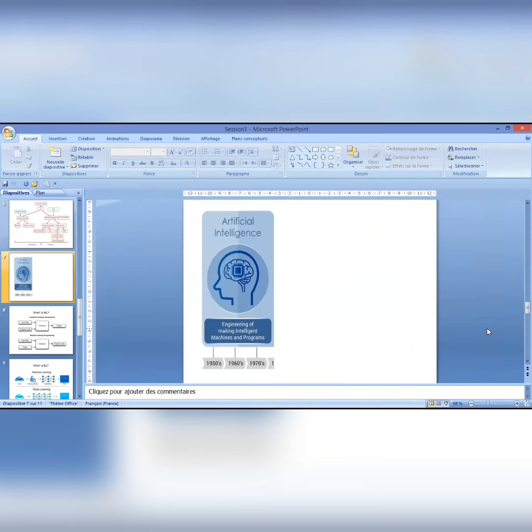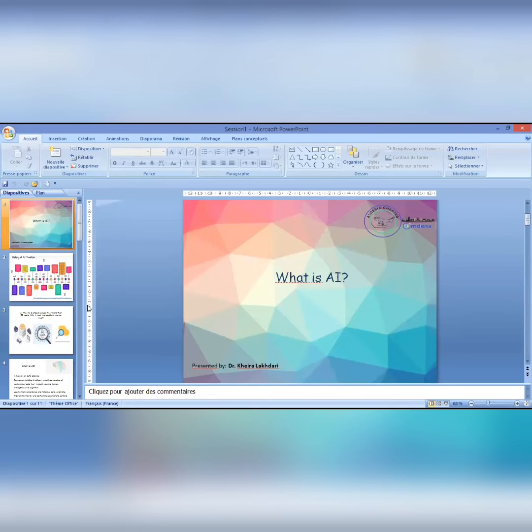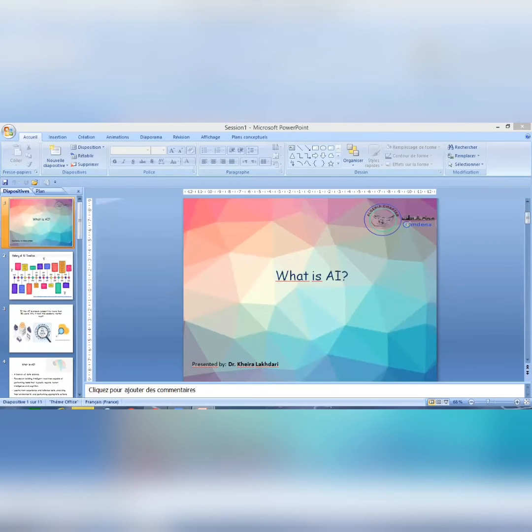And then there is machine learning. So what is really machine learning? It is the ability of machines to learn without being explicitly programmed. We will try to explain more.